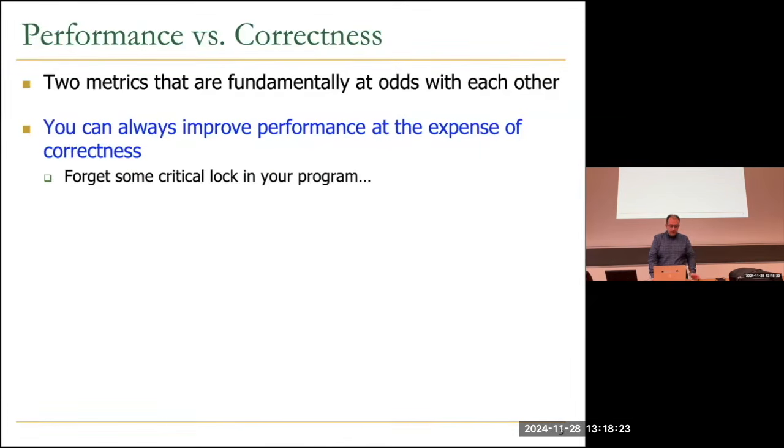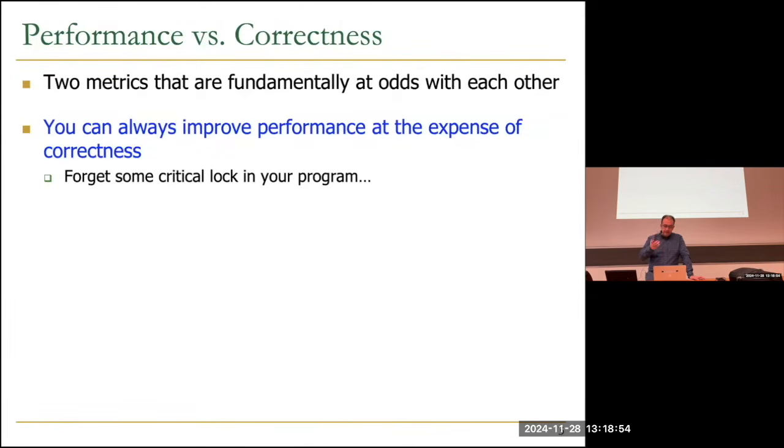So for example, you can forget some critical logic in your program. We discussed also a little bit of this in the last session, that essentially you can, for example, speculatively execute some critical sections, assuming that there are no conflicts. Like we assume that there is only one thread in the critical section. And then we have to check at the end of the critical section whether what we have done is correct or not. And if it's not correct, we need to redo things.